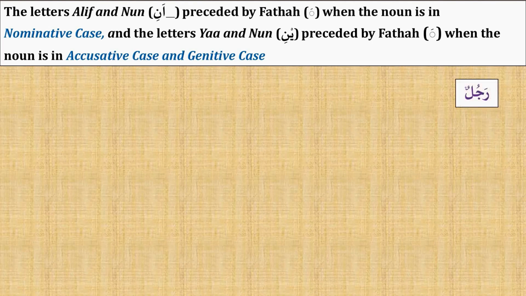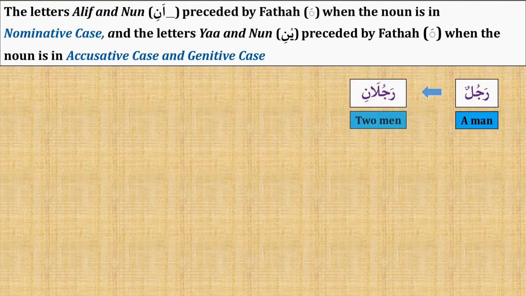Example, rajulun, a man. It becomes rajulani, two men, by adding alif and noon. When the noun ends with dhammatain, it must end with alif and noon at the end. We must add alif and noon, but tanween must be removed and it must be given fatha, then alif and noon. Next example, al-kitabu, the book.